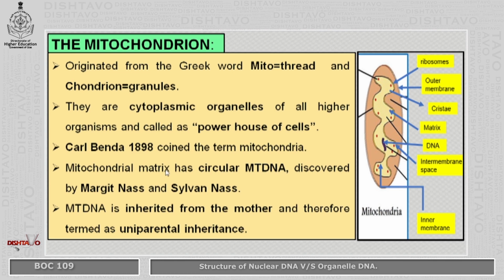The mitochondrial matrix has circular mtDNA. We use the abbreviation mtDNA for mitochondrial DNA. It was discovered by Margit Nass and Sylvan Nass. mtDNA is inherited from the mother and is therefore termed uniparental inheritance.